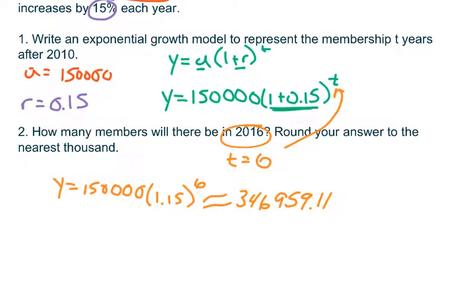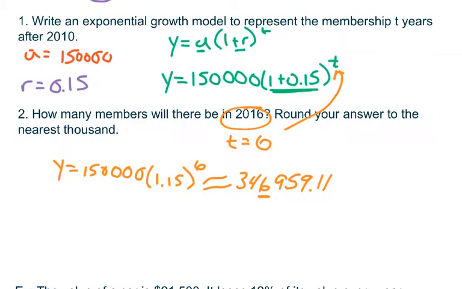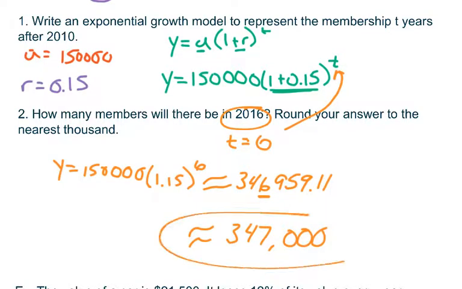But the directions do say round to the nearest 1,000. So the 1,000 place is this one right here. So we're not actually rounding near the decimal. We're actually rounding kind of far away from the decimal. So when we round this, we look at the 6, we look at the number after it, and the 9 definitely is going to make it round up. So we're going to say roughly 347,000 members in 2016. That's going to be our answer there for question number 2.